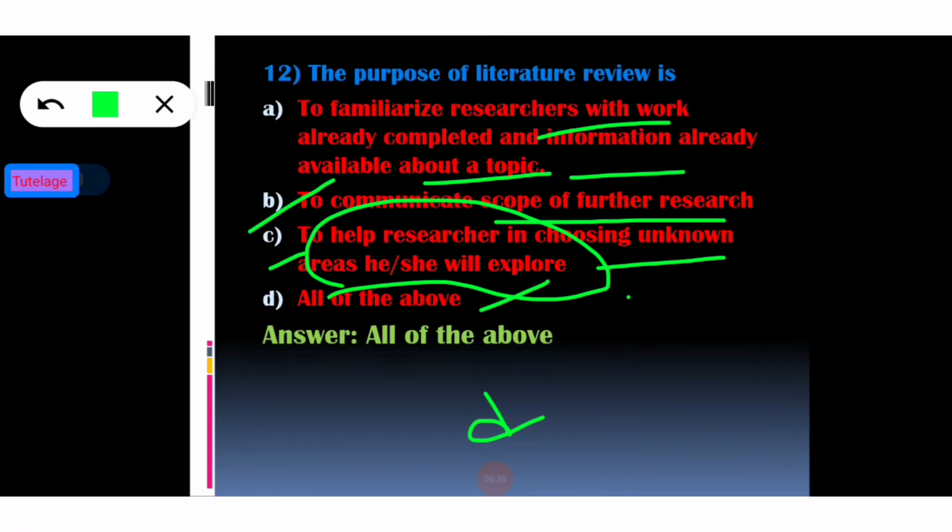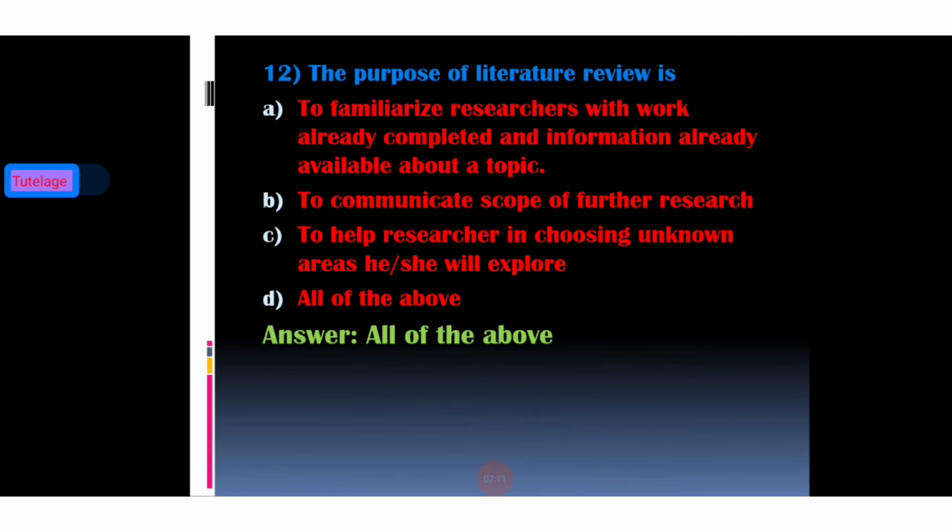Basically, literature review helps to familiarize researchers with work which is already completed and information already available about a topic, and it helps to communicate the scope of further research. It helps the researcher in choosing unknown areas he or she will explore. So that's why all are correct statements about the concept of literature review. So option D, all of the above, is the correct answer. Now move on to the next.